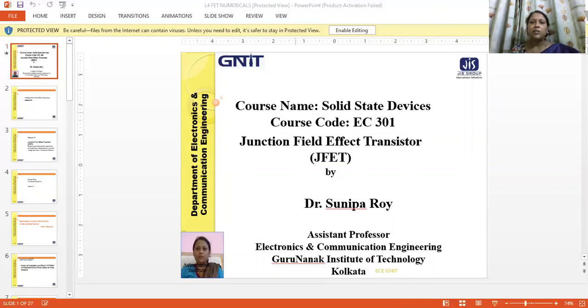Construction of N-channel JFET and schematic symbol. Now it is known to everybody. The bulk material is N-type silicon. This is P+, heavily doped P region. This is the gate, drain and source region.